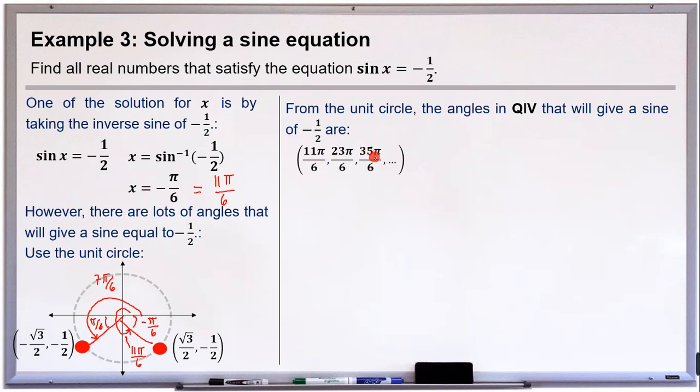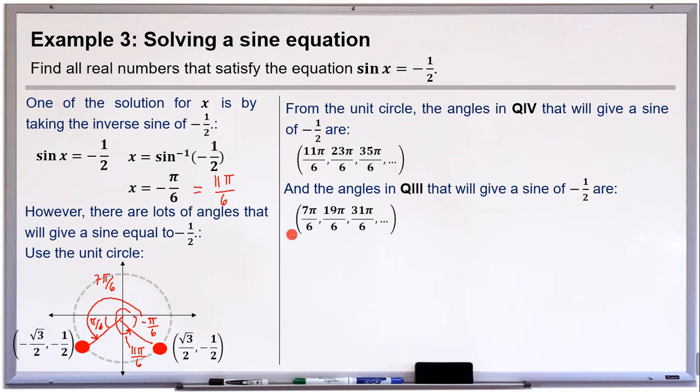That will give us 35 pi over 6, and so on and so forth. Now in quadrant 3, our second spot, the angles that will give us a sine of negative 1/2 are, starting with 7 pi over 6, then plus 2 pi for the period, so that's 19 pi over 6, plus 2 pi again, that will give us 31 pi over 6, so on and so forth.